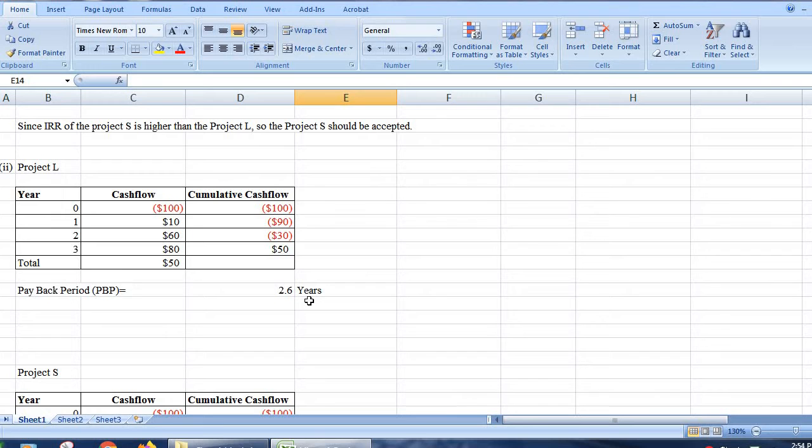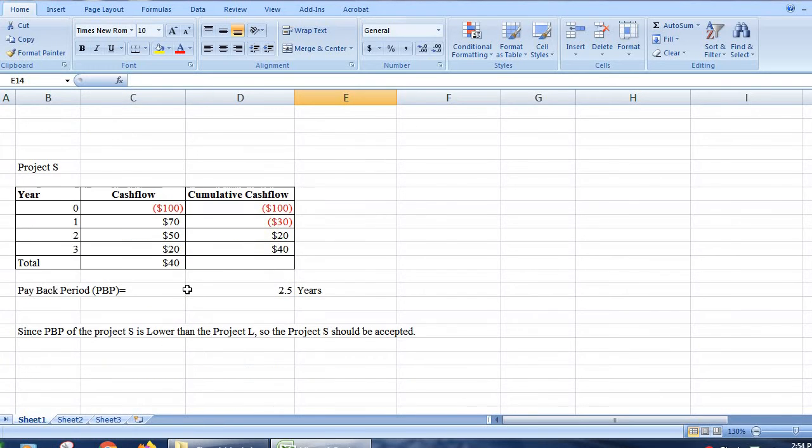In the same way, calculate for project S. First row is year, second row cash flows, and third row cumulative cash flows. Payback using cumulative cash flows: the cash flow is 100 and cumulative is 100, and 100 plus 70 gives cumulative cash flow of $30 million. Then press enter and drag this for other years.